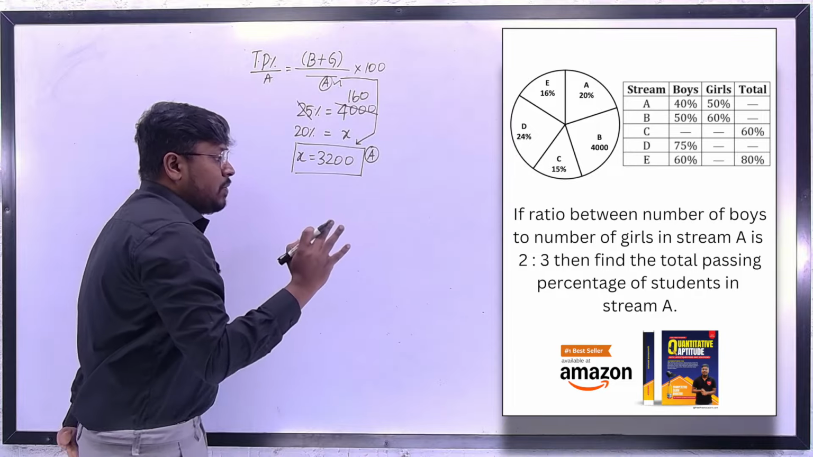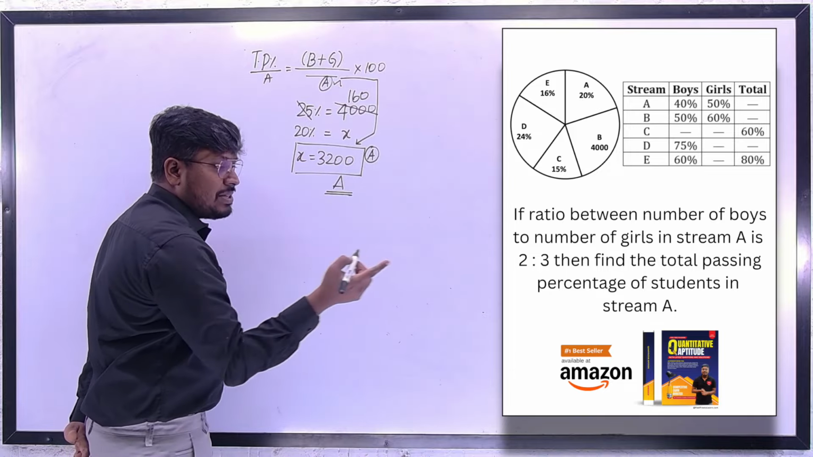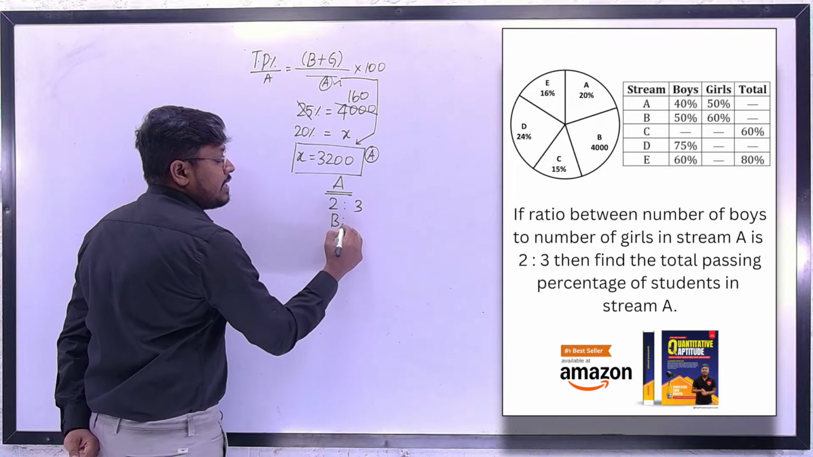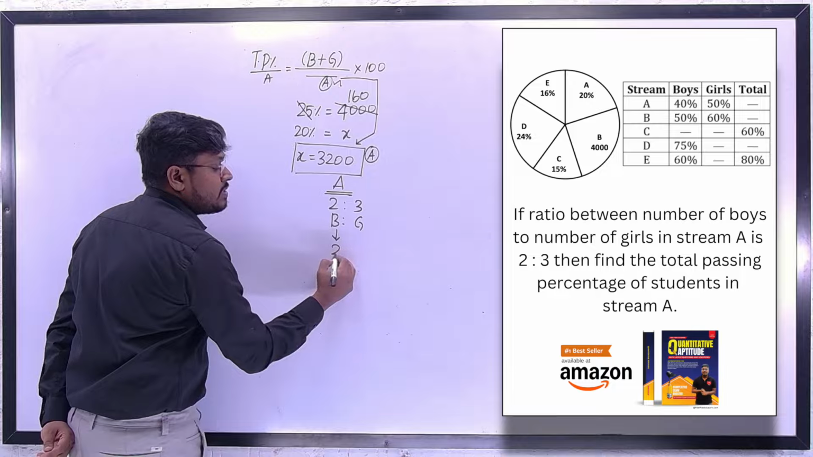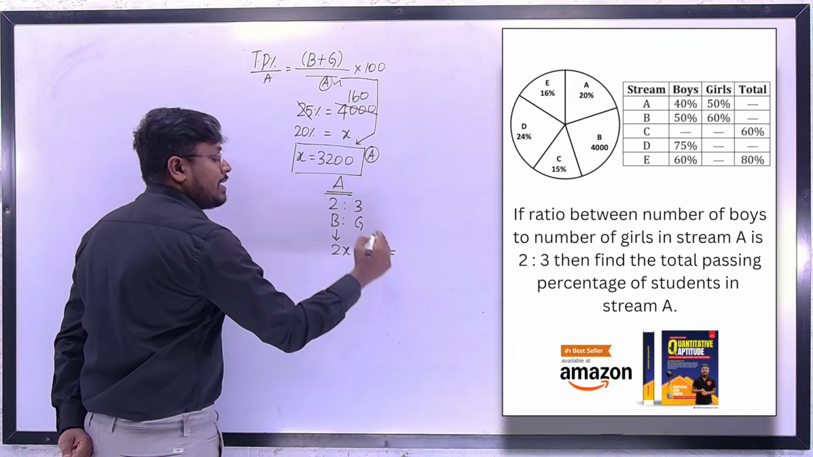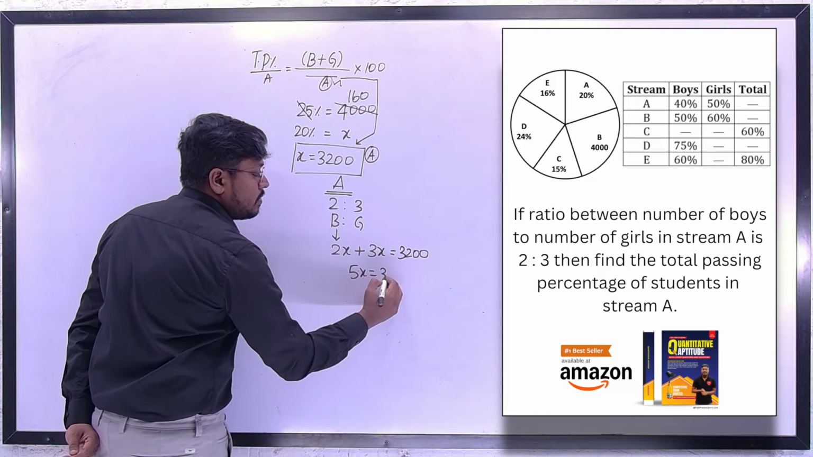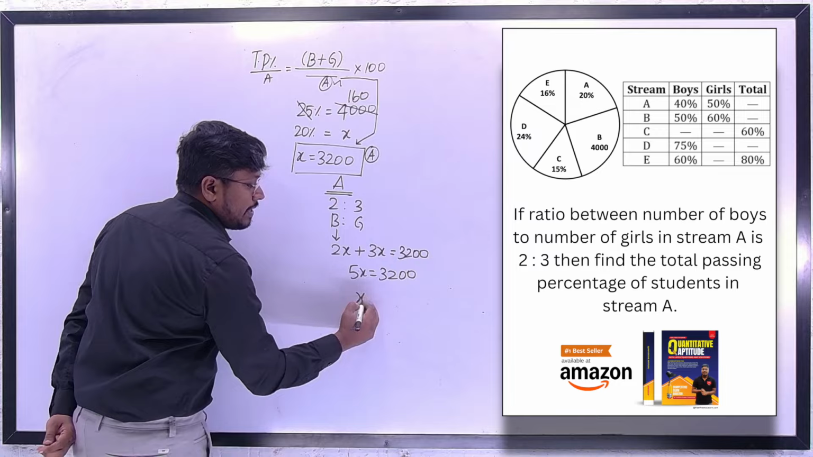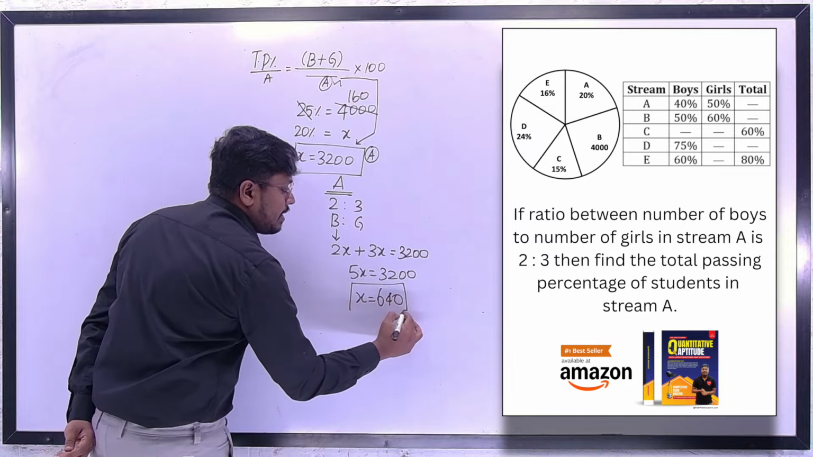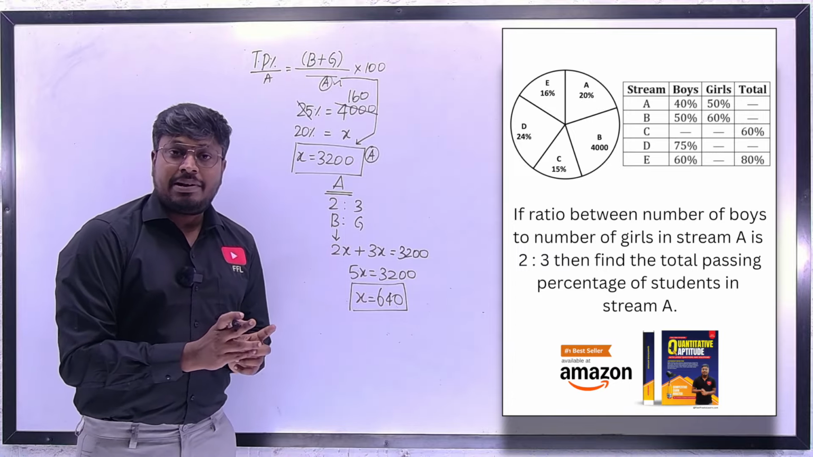Now the ratio between boys and girls is already given in the question, which is 2:3. So boys will be 2x and girls will be 3x. So 2x plus 3x will be 3200. So 5x is equal to 3200, so x is equal to 640. So 640 is the x value, one part. One part is equal to 640.